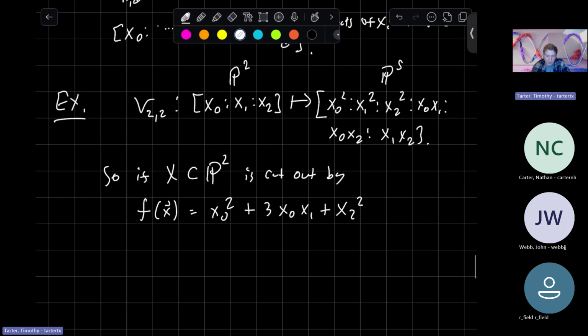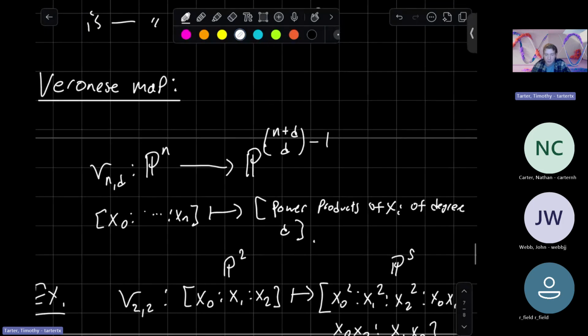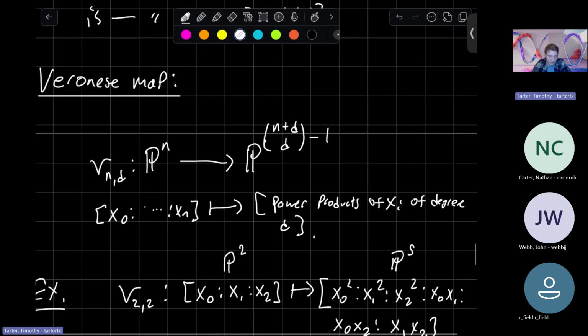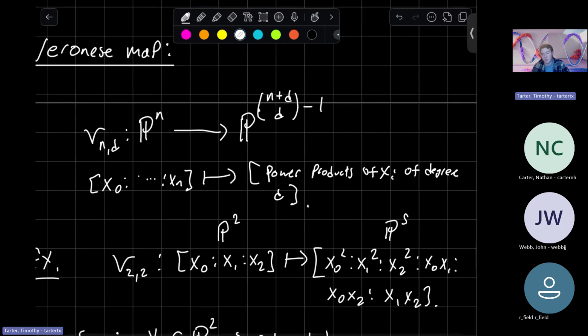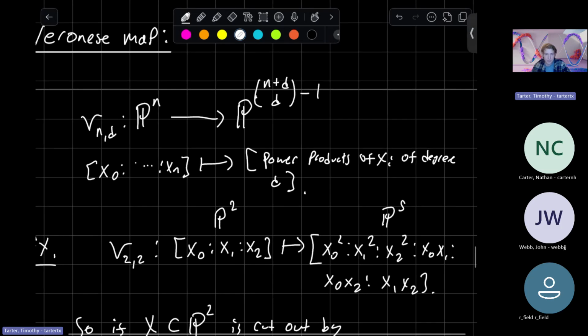So the n plus d choose d minus 1 thing is not arbitrary. It's a fact that the number of monomials of degree d in n plus 1 variables is n plus d choose d. And so we pick it to be n plus d choose d minus 1 because that's exactly how many things we'll need, because we add on the extra piece for projective space.